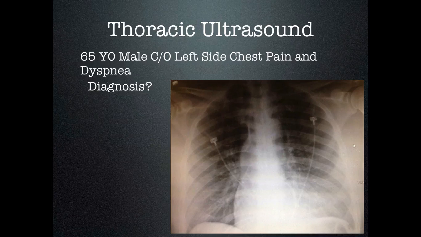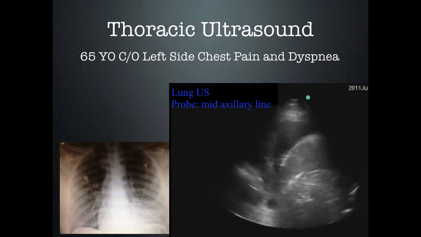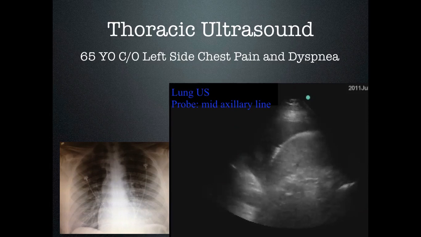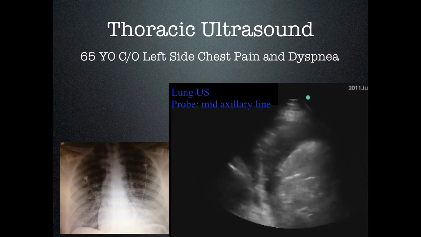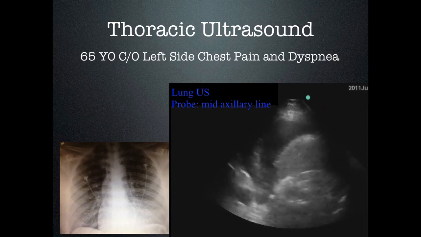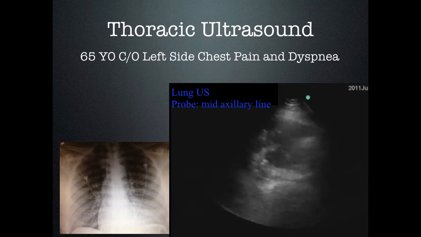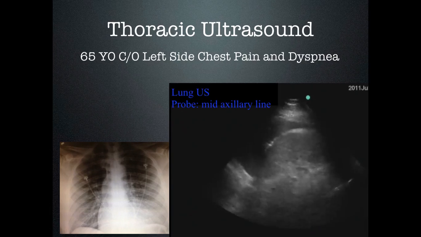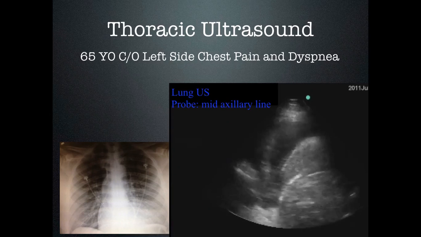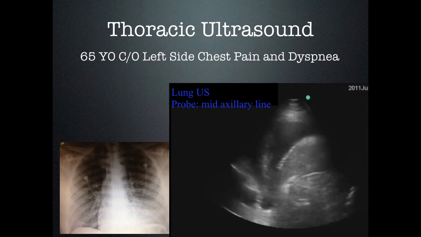So here's their x-ray. Can you make a diagnosis from this x-ray? There are several things wrong with this x-ray, but making a diagnosis is a little bit difficult. So let's do our ultrasound. We place our probe in the mid-axillary line on the left side, and we can see this pleural effusion. We can see the lung floating in it, so we have made one diagnosis. It is a not airy picture, pleural effusion.